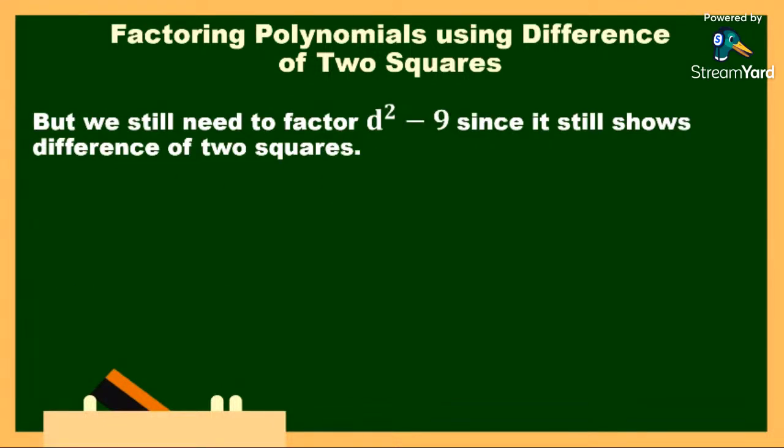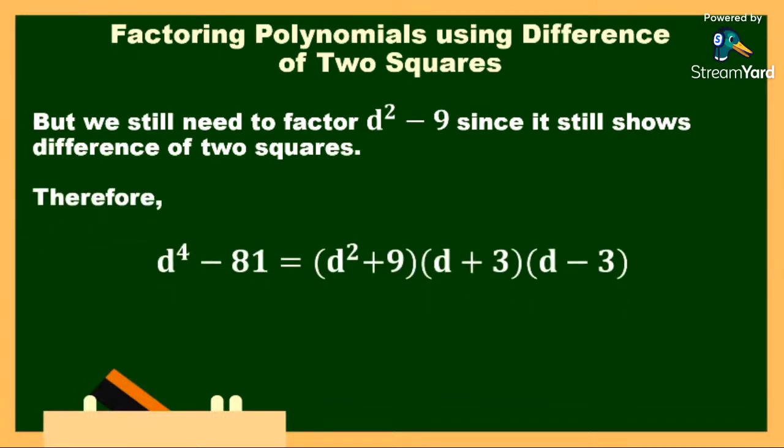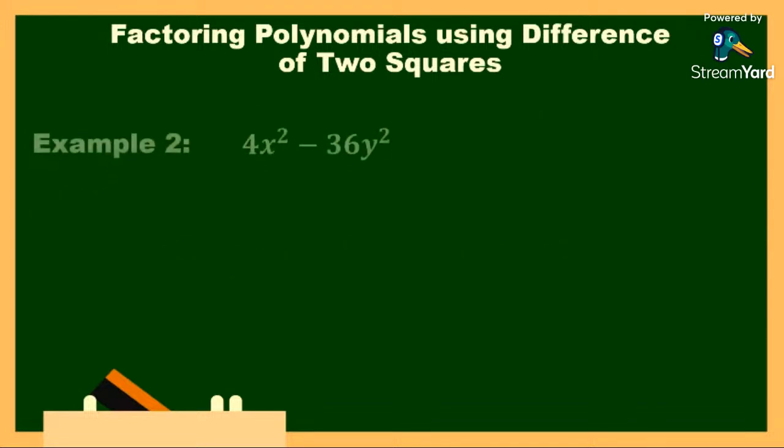But we still need to factor d squared minus 9 since it still shows difference of two squares. Therefore, the polynomial d raised to 4 minus 81 is equal to the quantity of d squared plus 9 times the quantity of d plus 3 times the quantity of d minus 3. Yan ang kanyang factors. Let us have another example.